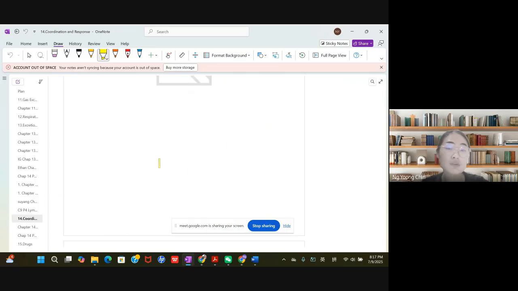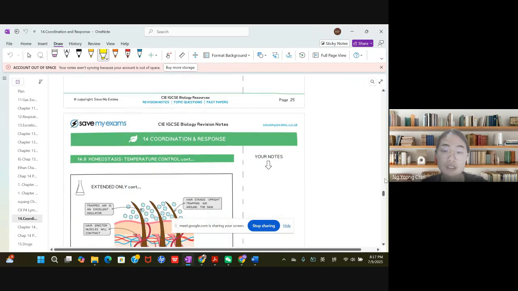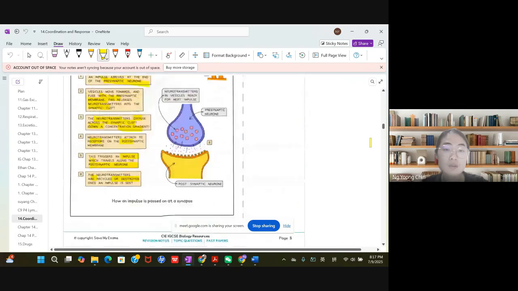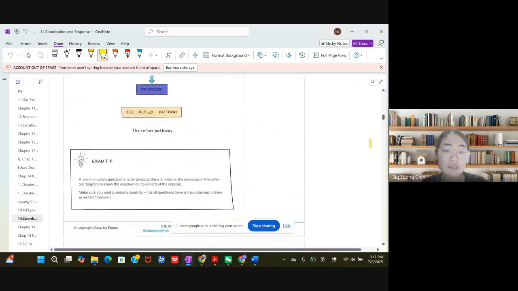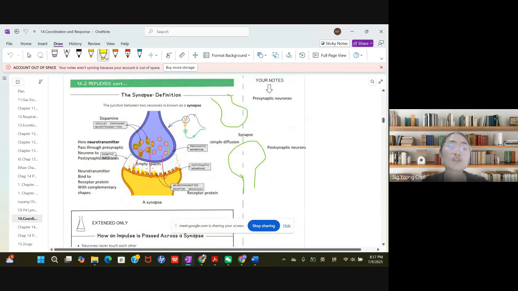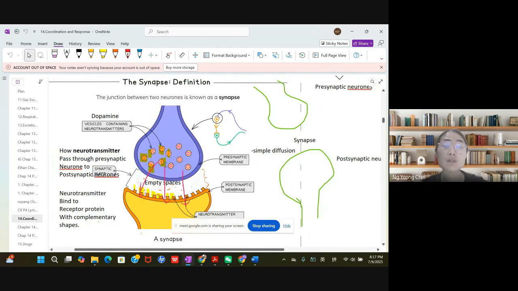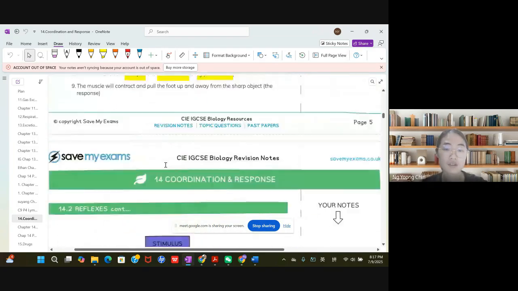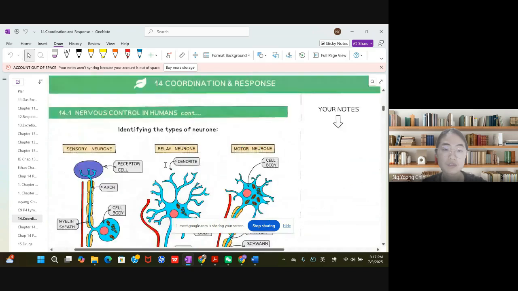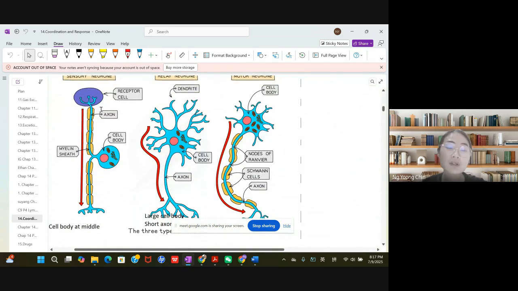If you look back at the notes from last week, we looked at the structure of the sensory neuron. You can see the synapse. A synapse is a connection from one neuron to another neuron, which is from the presynaptic neuron to the postsynaptic neuron. Can you see the sensory neuron? The cell body is located on the middle part of the axon.